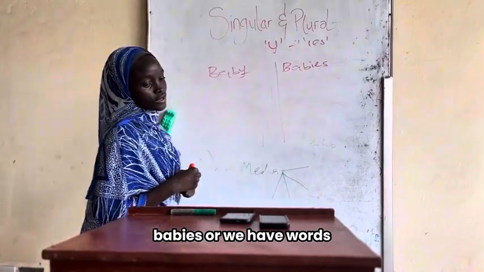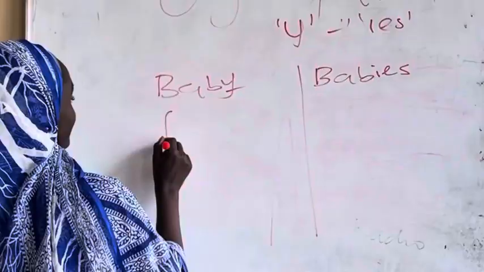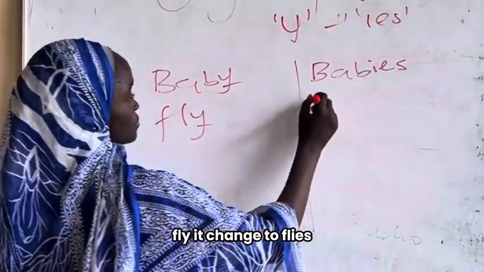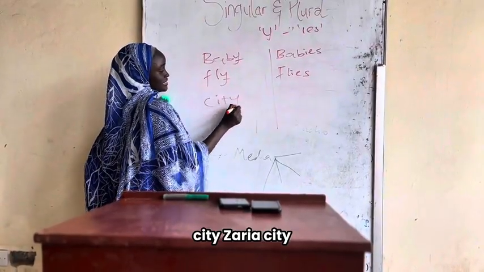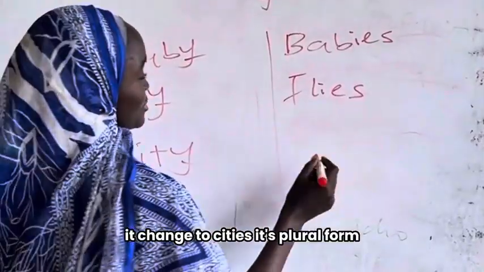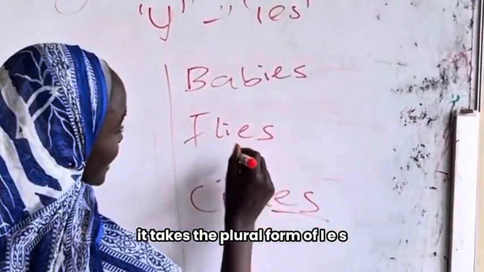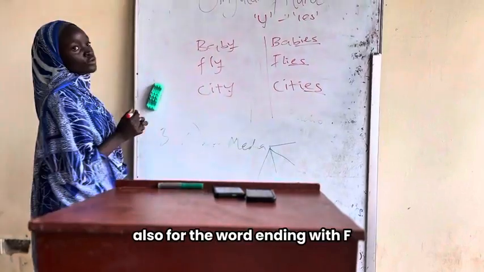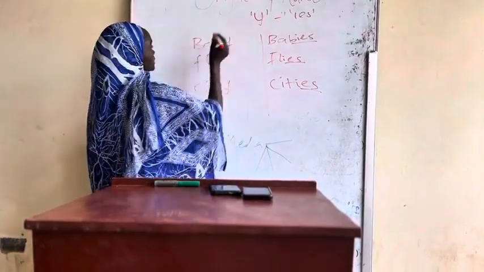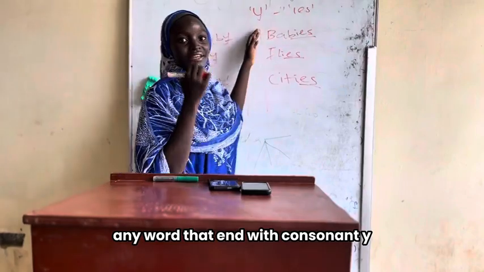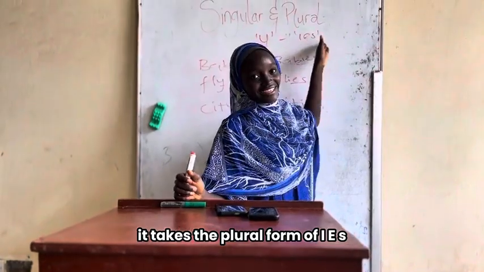Babies. What else do we have? Like fly. Fly changes to flies. City. Zaria city. It changes to cities. Its plural form takes ies. Any word that ends with a consonant plus y takes the plural form of ies.